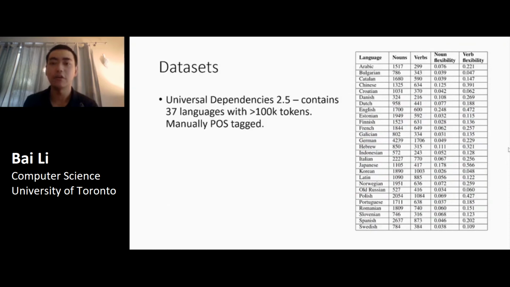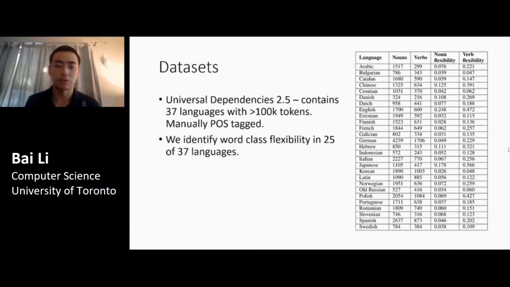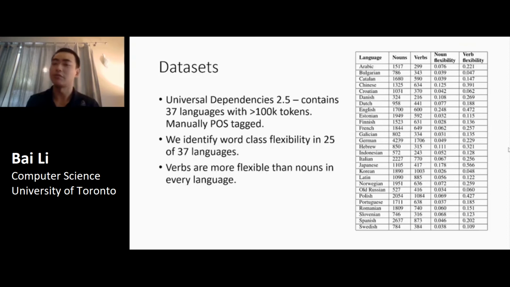Now for the datasets, we use the Universal Dependencies dataset. This contains a lot of languages, and 37 of them have over 100,000 tokens. And these come with part of speech tags. And we identify word class flexibility in 25 of the 37 languages. So we define this as: if the proportion of nouns that are flexible is above a certain threshold, and the proportion of verbs that are flexible is also above this threshold, then we say that the language has word class flexibility. And interestingly, we find that in every language, the verbs are generally more flexible than nouns.